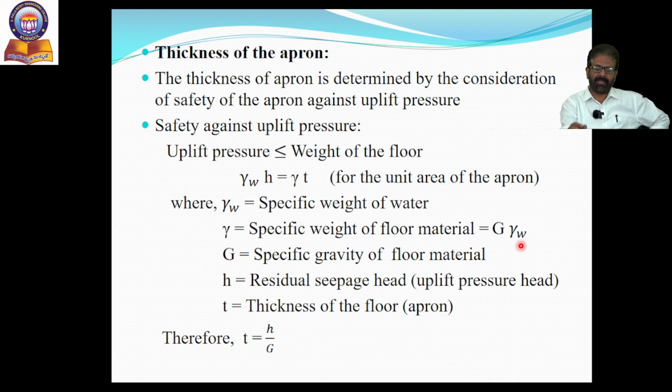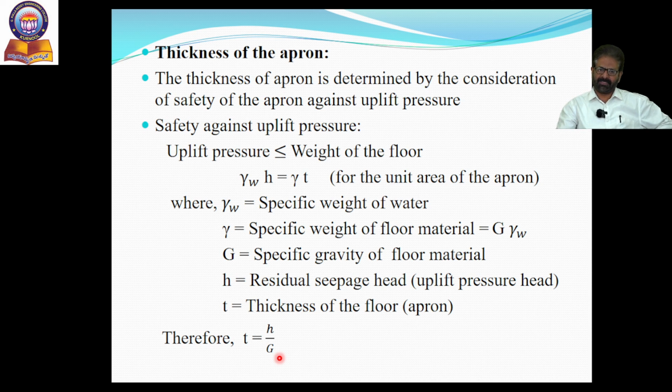So accordingly, by simplifying this equation, this condition, we will get the thickness of the floor t is equal to small h by capital G. It is a very simple expression to determine the thickness of the floor. Small t, thickness, is equal to h by G. All the terms we know.